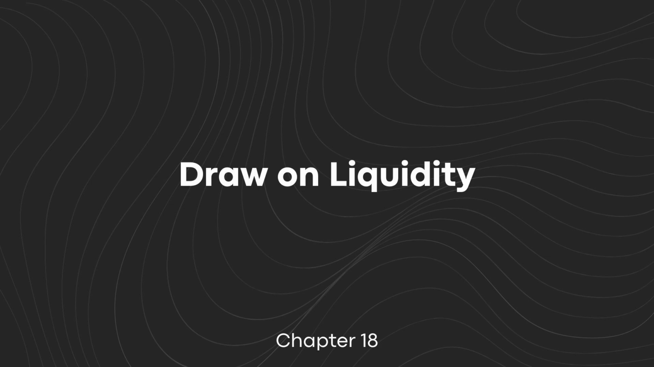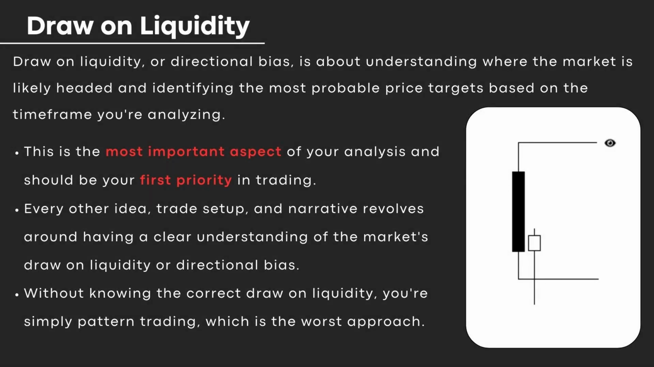right? First of all, we're going to start off with the introduction to drawn liquidity, what it is and what it actually means, right? Drawn liquidity, or its second name, directional bias, is about understanding and having an idea about where the market is likely headed, right? And then identifying the most probable targets based on the time frame that you are looking at. Drawn liquidity or directional bias is the most important aspect when it comes to your analysis, right? And it should be your first and your main priority, right?